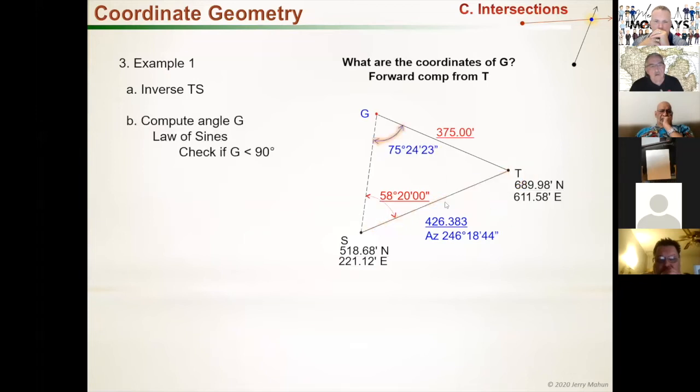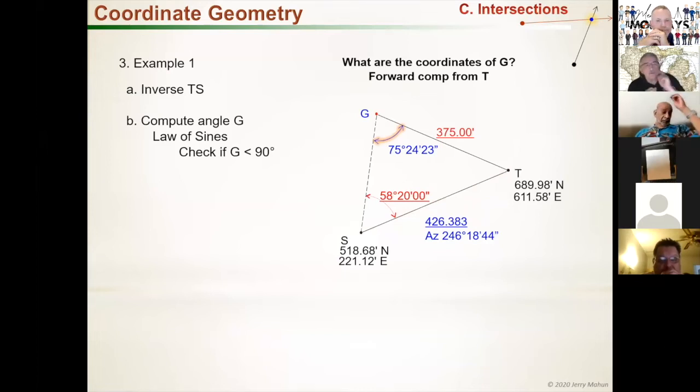So if we go to the law of sines here, this is to the sine of this as this is to the sine of this, we can compute the angle right there. Now, that angle is going to come out using the law of sines as 75 degrees, 24 minutes, 23 seconds when you hit the inverse sine on your calculator.